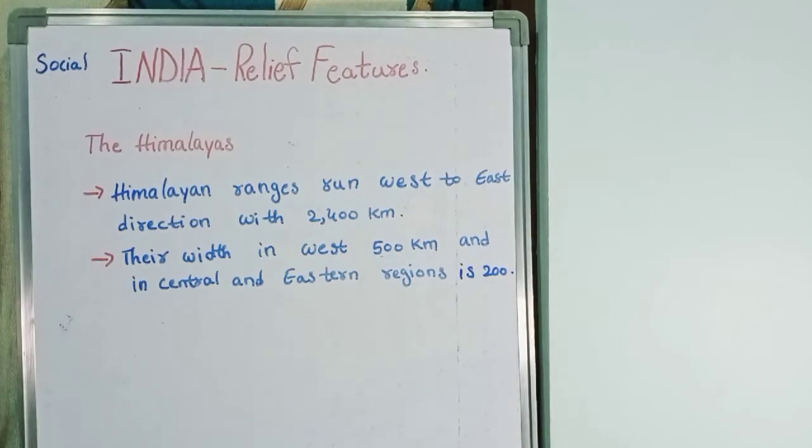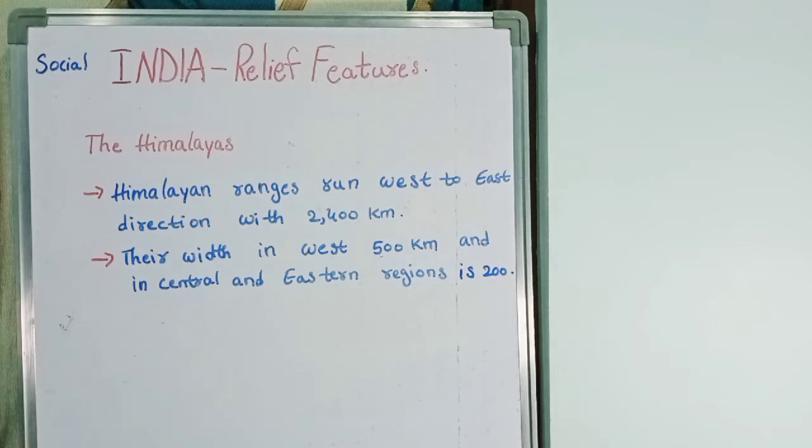Major relief features of India. The first topic is the Himalayas. The Himalayan ranges run west to east for 2400 kilometers. Their width in the west is 500 kilometers and in the central and eastern regions is 200 kilometers. Now, the Himalayas comprise 3 parallel ranges.